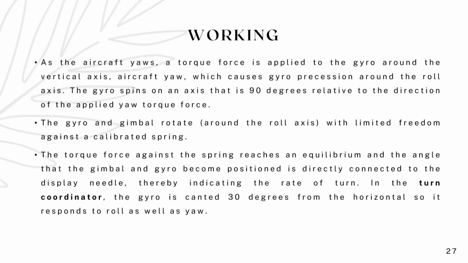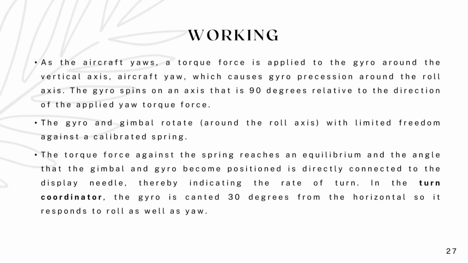Working. As the aircraft yaws, a torque force is applied to the gyro around the vertical axis, the aircraft yaw, which causes the gyro precession around the roll axis. The gyro spins on the axis that is 90 degrees relative to the direction of the applied yaw torque force. The gyro and gimbal rotate around the roll axis with a limited freedom against a calibrated spring. The torque force against the spring reaches an equilibrium, and the angle at which the gimbal and gyro become positioned is directly connected to the display needle, thereby indicating the rate of turn.